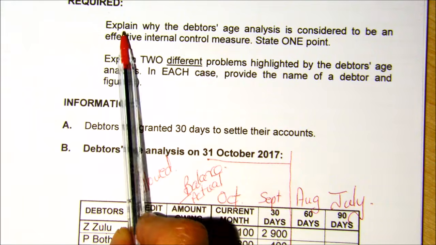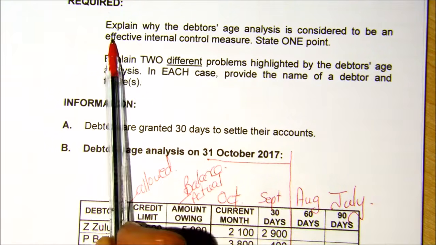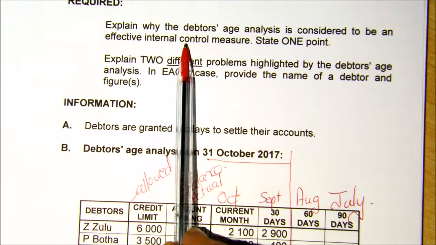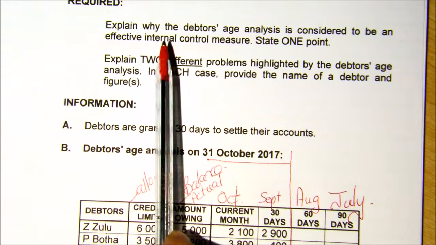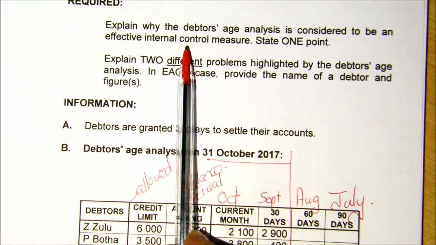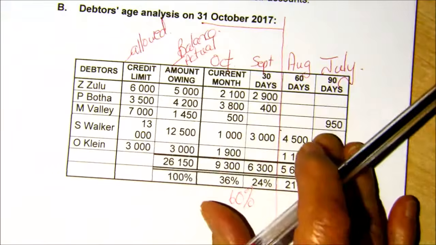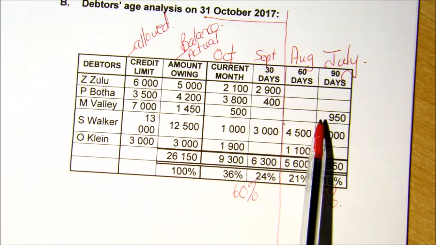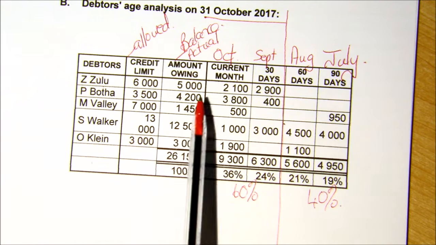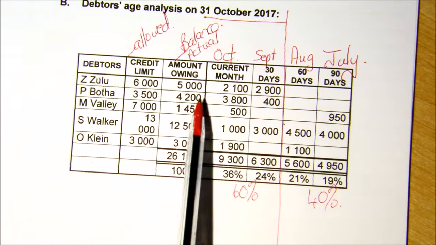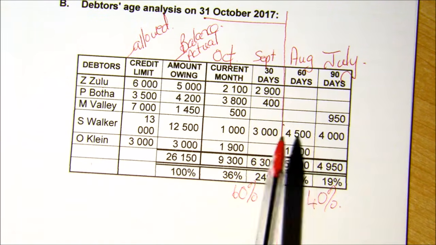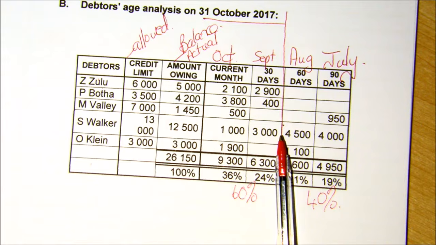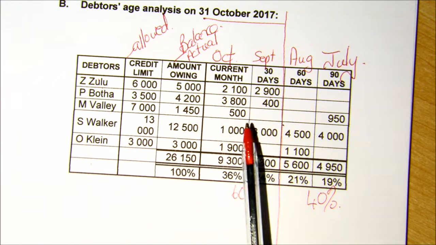Just to finish up then, explain why the debtor's age analysis is considered to be an effective internal control. Please don't use the words it is an internal control. That's been said to you. We know that. But what does it mean by an effective control? And it only asks for one point, but the point is that you are actually going to be able to monitor which debtors are outstanding, which ones are taking too long to pay, which ones are going over the actual limits. So you've got a control over these people to see who is overdue, and so therefore you can stop their accounts, block them at that particular point in time, and stop selling to them until such time as they pay their accounts.